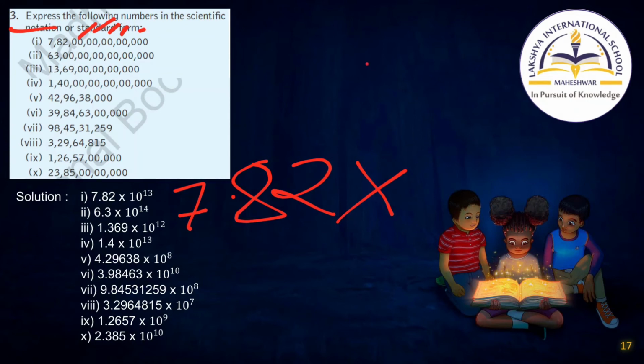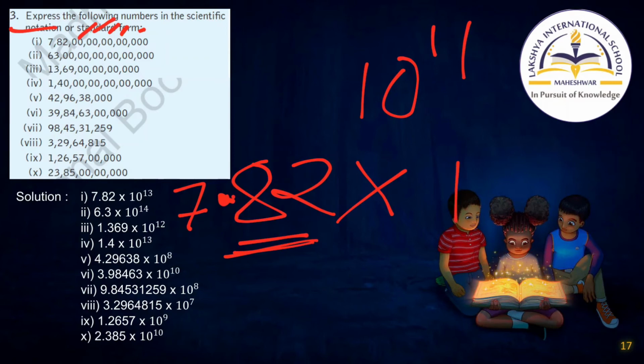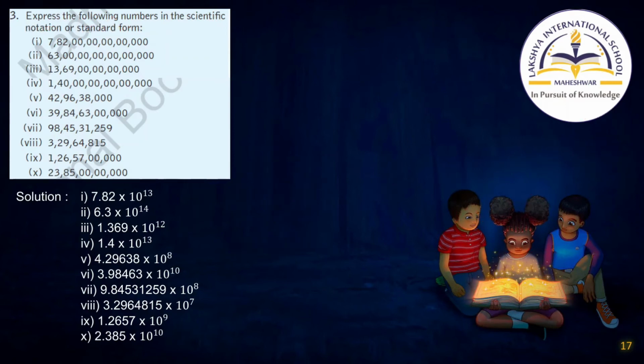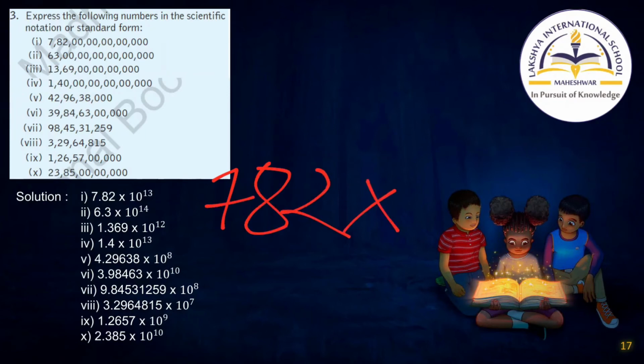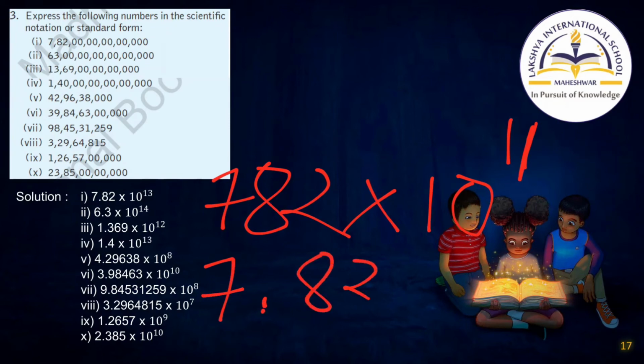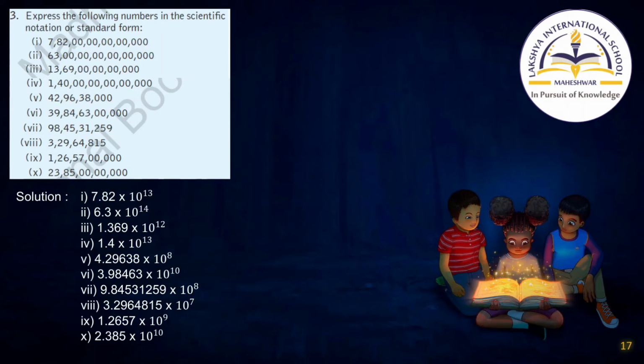Okay, 11 means 10 raised to the power 11, but we have placed the decimal point here, which means 2 more, so 10 raised to the power 13 will be the answer. We can write 782 multiplied by 10 to the power 11 also. This one is also our answer, but when we make the decimal point here, there is an increase of 2 more in the power. Okay, that will be 10 to the power 13.